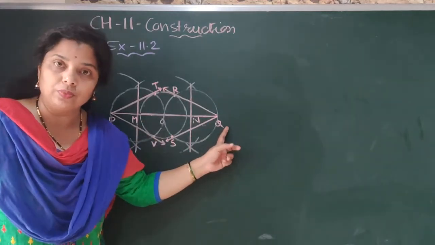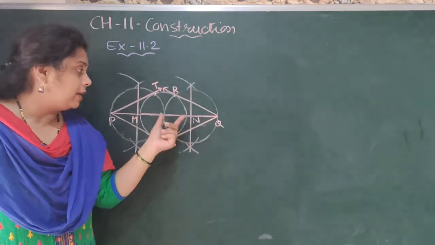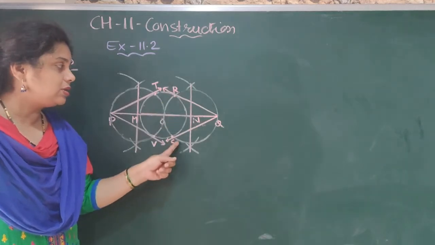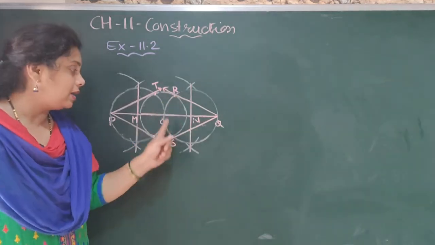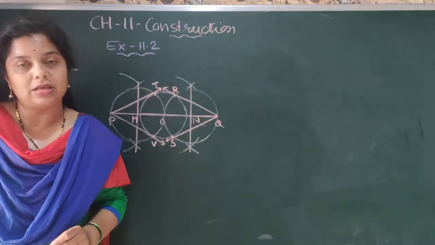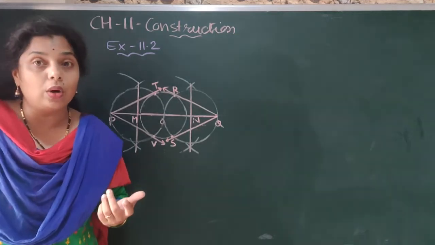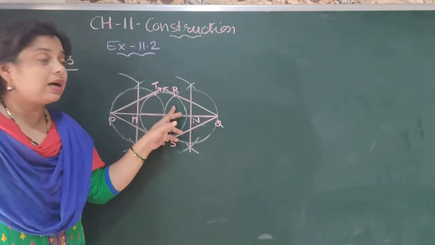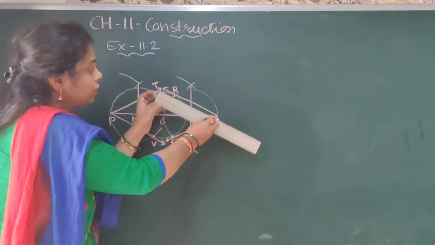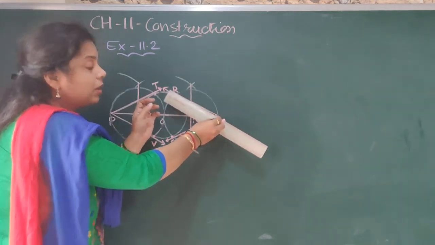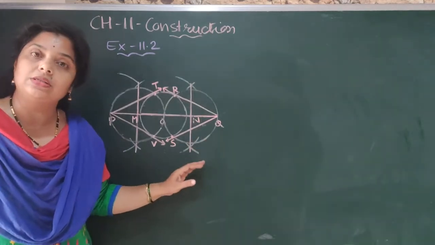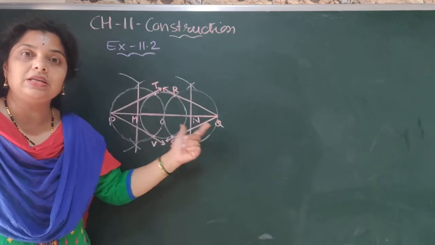Similarly, in case of Q, with center N and radius ON or NQ, draw a circle which intersects the original circle in two distinct points R and S. Join QR and QS to get the tangents. And if they are asking you to find the measure of the tangent, then you can just put your scale there and find out how much length it has. Is it clear? Like that you can construct the tangents from exterior points.